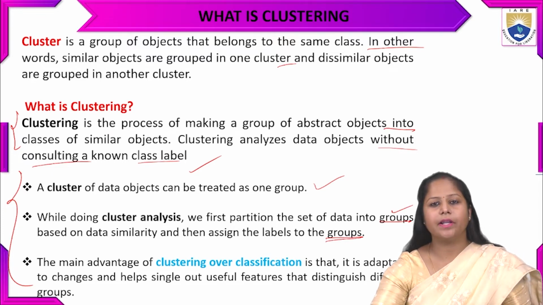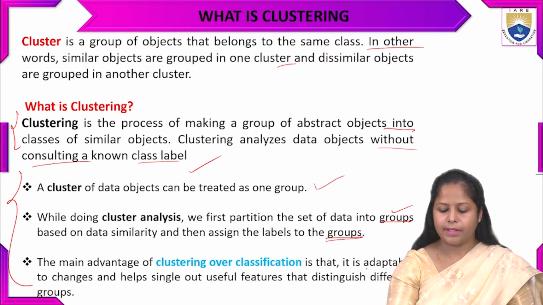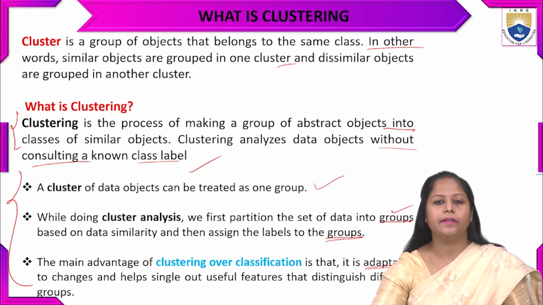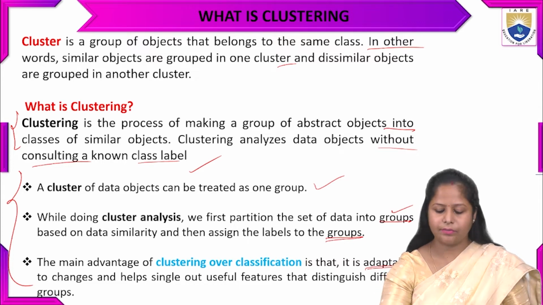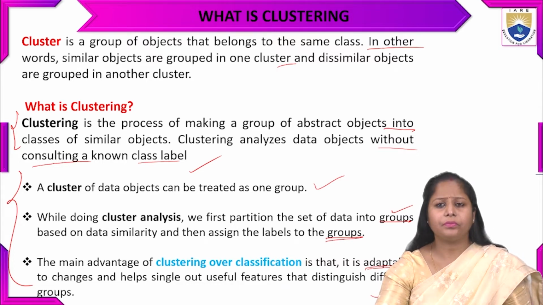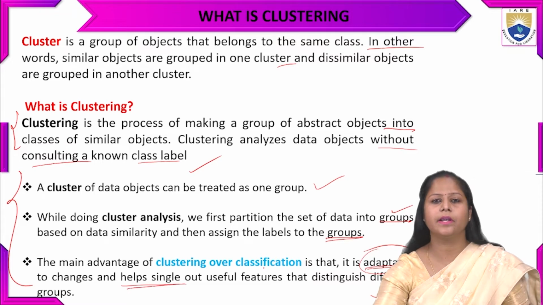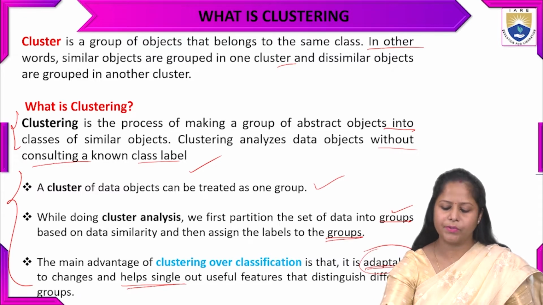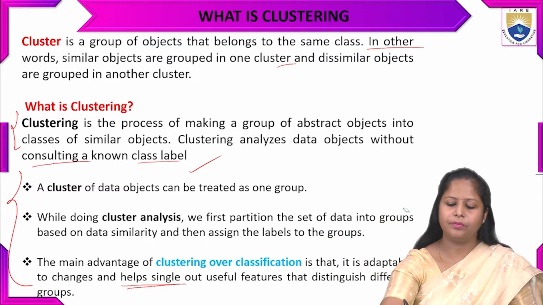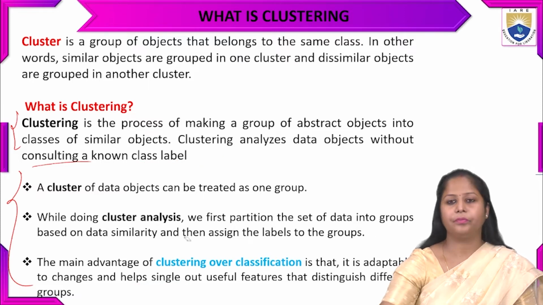The main advantage of clustering over classification is that it is adaptable to changes. And that also helps single out useful features that distinguish different groups. So, as we have already covered the classification methods, here clustering is adaptable to changes and helps single out useful features that distinguish the different groups. So that is a very interesting method also.